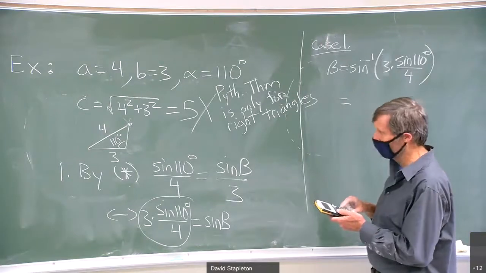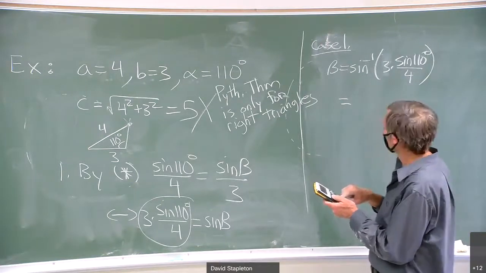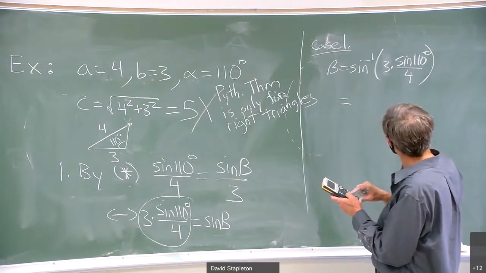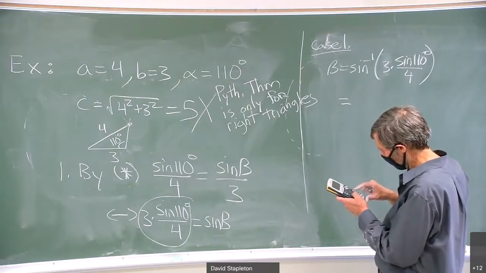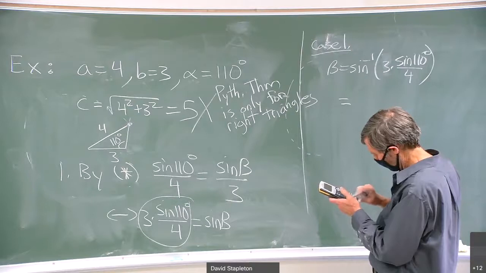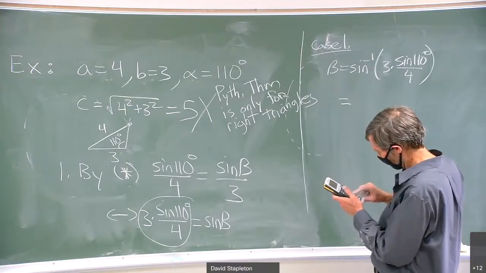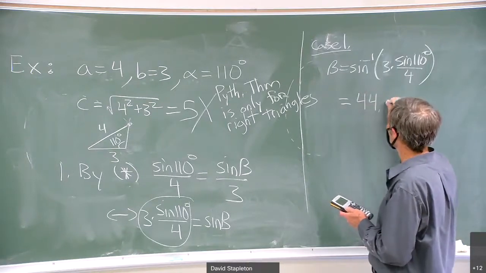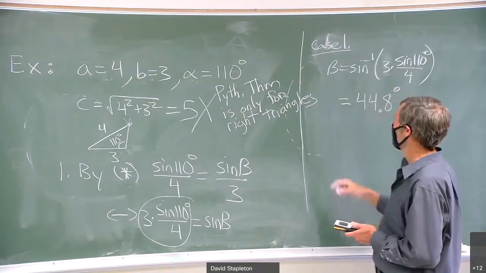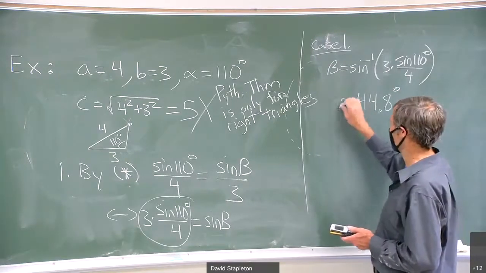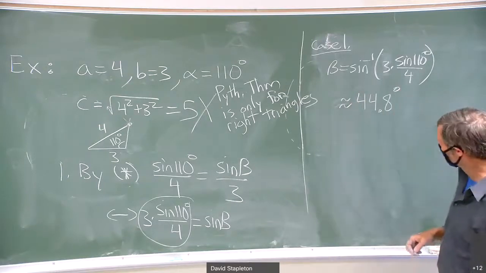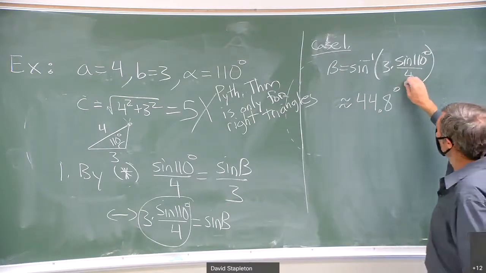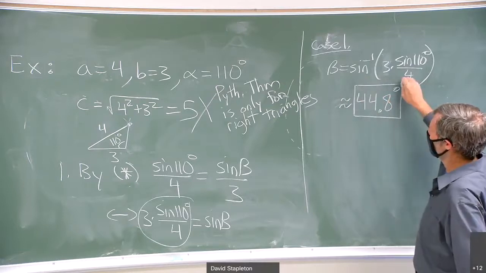This section is one of the main reasons I told you have to have a calculator for this class. Arc sine of 3 times, oops, it did sine. No, I didn't. Sine 110 close, divided by 4 close, and I get 44.8 if I round to one decimal place, 44.8 degrees. I like to write squiggly equals, you don't have to do that. It's approximately equal to that. That's how I rounded it. All right, so case 1, I can find beta by using the arc sine.